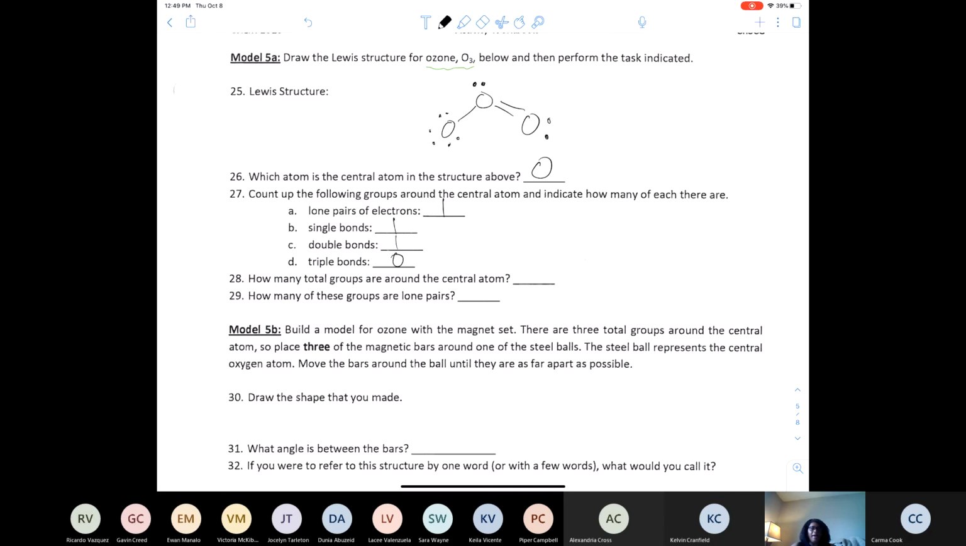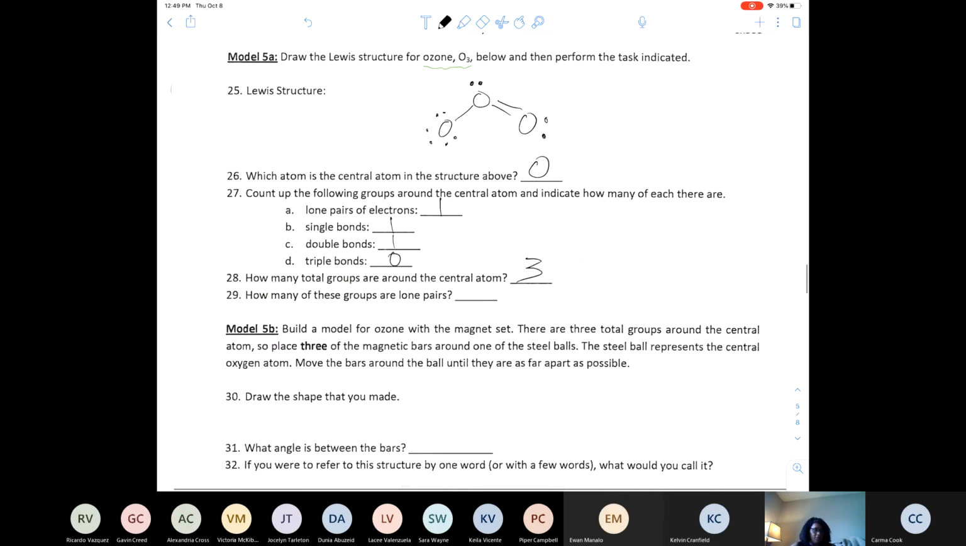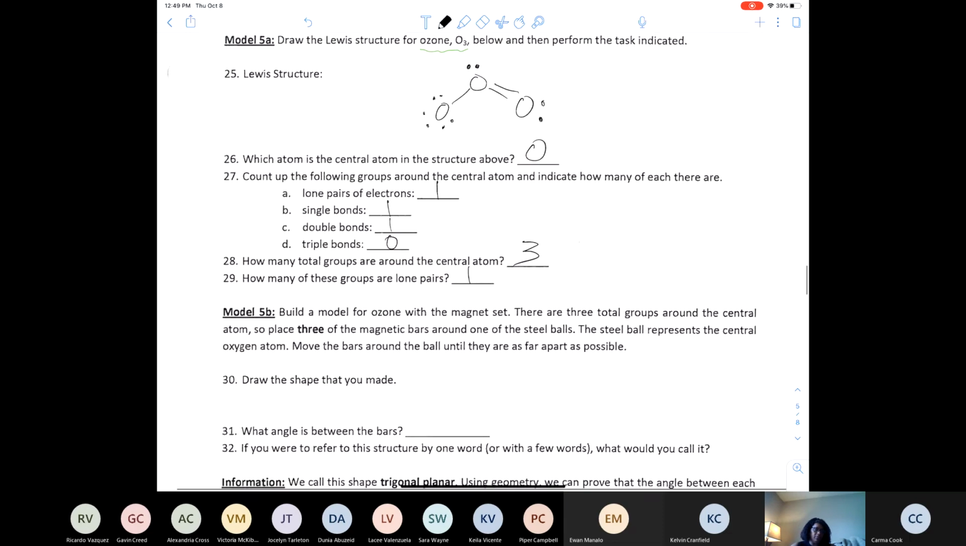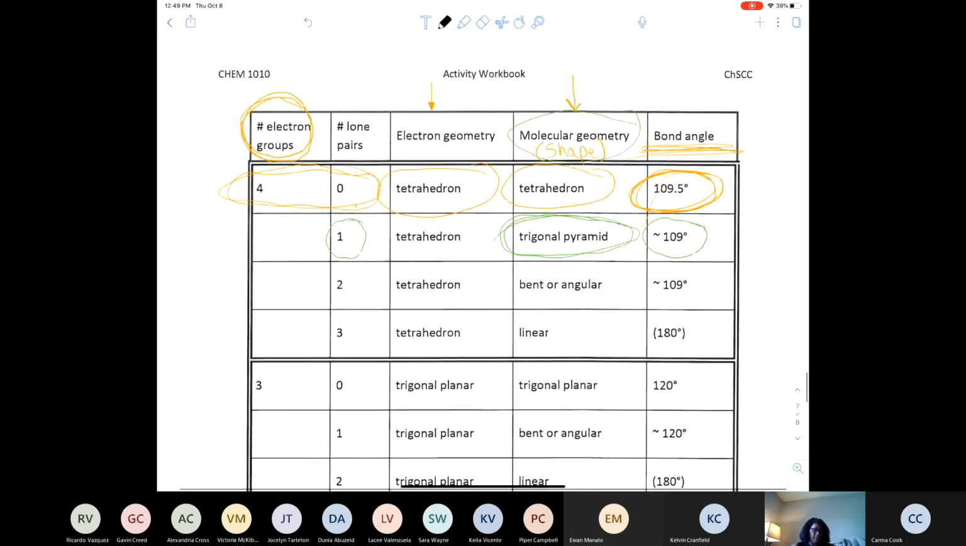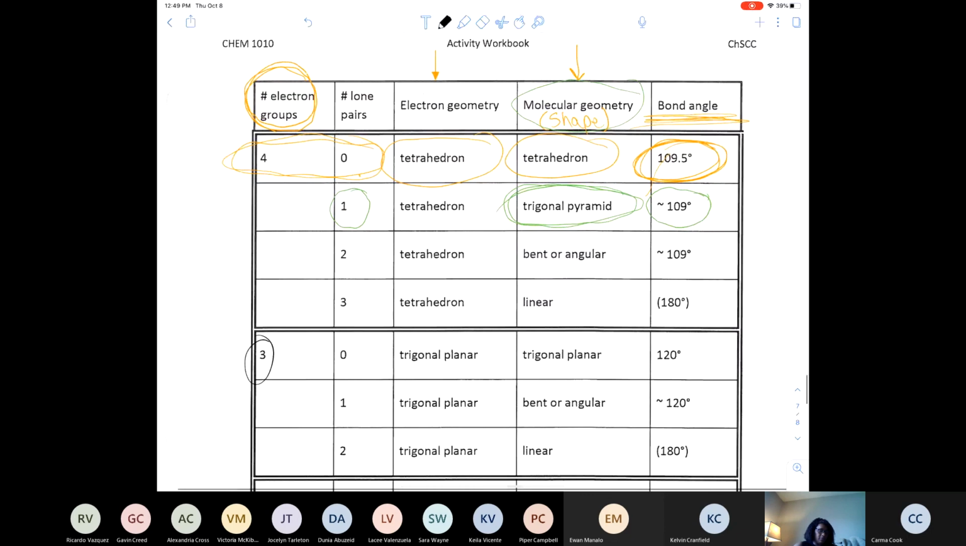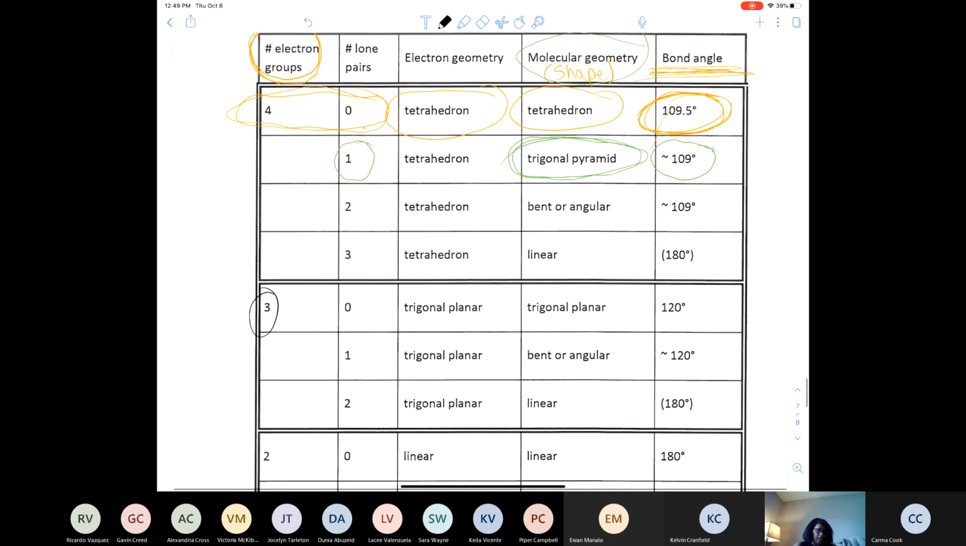So how many total groups are around the central atom? Three. Right? And of those 3, 1 is a lone pair, correct? So therefore, for ozone, going to the document at the end, we've got 3 total groups, one of which is a lone pair, so the shape is bent. The bond angle is 120.